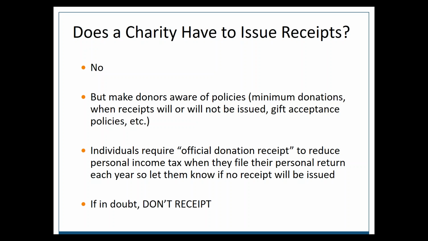Unfortunately, I see too many cases of charities who are essentially moving on the idea of, unless we're absolutely sure it's illegal, we'll issue the receipt. And that's the wrong way to think about it, because even a few small receipts can get your organization into quite a bit of trouble. So best off is to, unless you're absolutely sure that it's appropriate, don't issue the receipt.